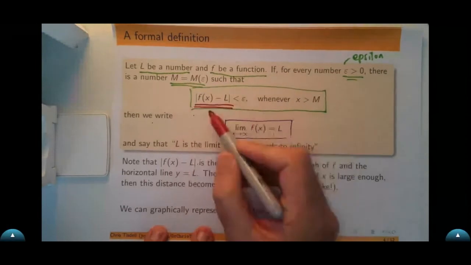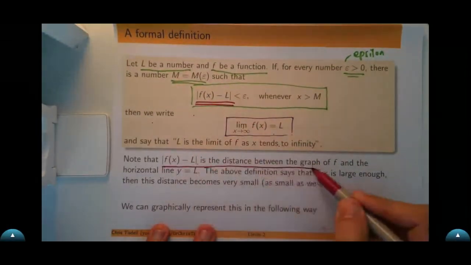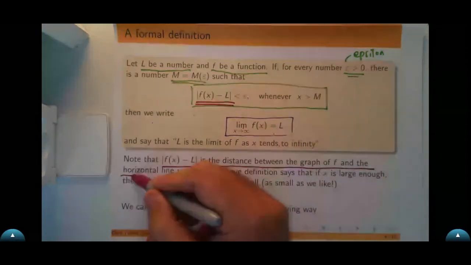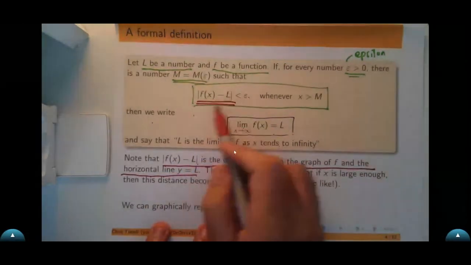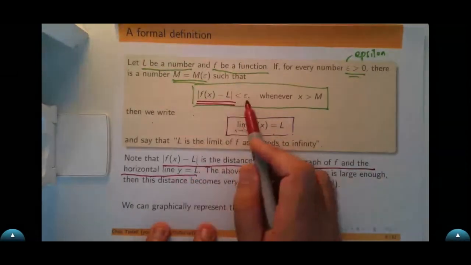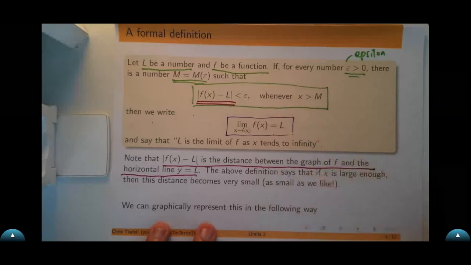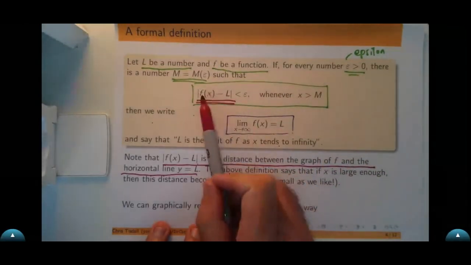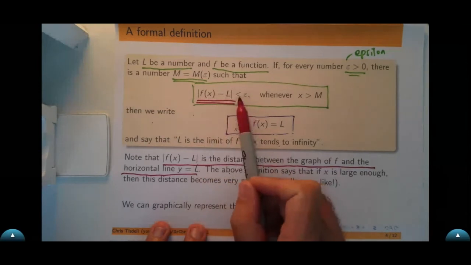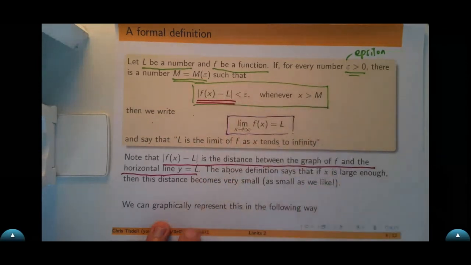Over here, that's just the distance between the graph of the function and the limit. Okay, so what does this mean? This distance is small whenever x is large. Okay, that's how I remember it. The distance between the function and its limit is small if or whenever x is large.